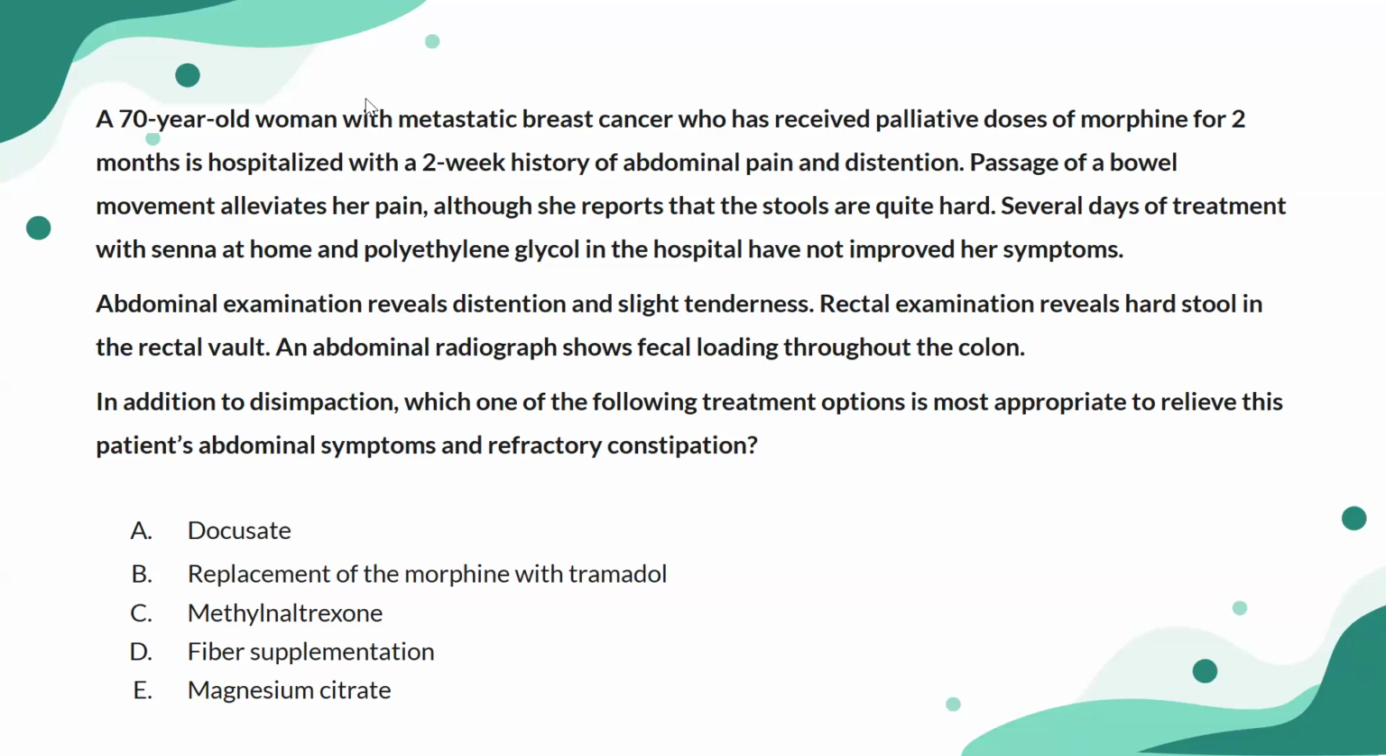In addition to disimpaction, which is basically when you do a digital rectal exam and put your finger in to try to take out as much as whatever's impacted in the rectum, which one of the following treatment options is most appropriate to relieve this patient's abdominal symptoms and refractory constipation? It's definitely refractory, right? Because this patient has already taken senna and polyethylene glycol, so this is refractory. What do you think is the answer?